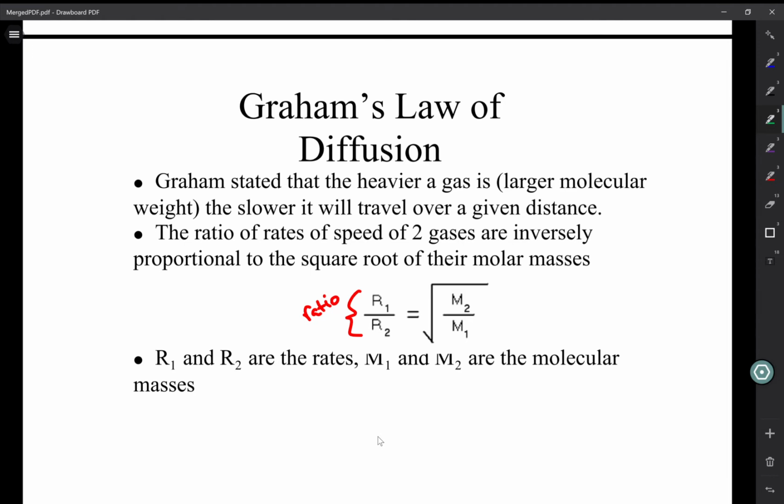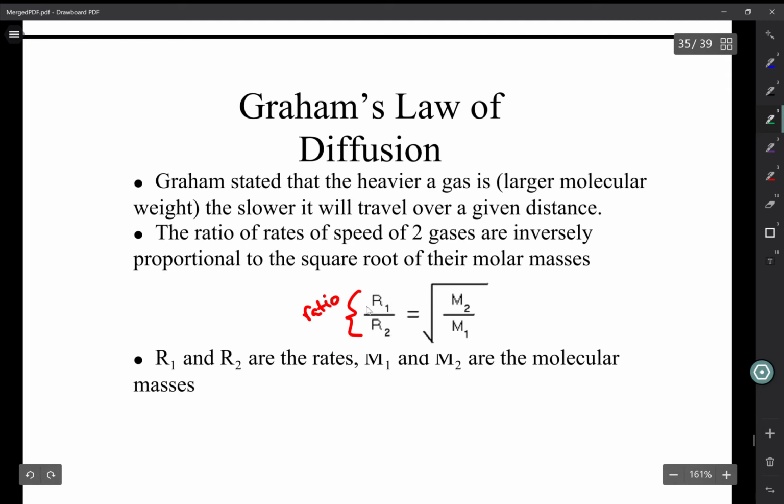The scientist Graham said that a heavier gas moves slower, or will travel slower over a given distance, versus a lighter gas. And he came up with this equation, called Graham's Law. This is called a ratio of rates. The ratio of rates of the speed of the two gases is inversely proportional to the square root of the molar masses. So what that means is this equation right here.